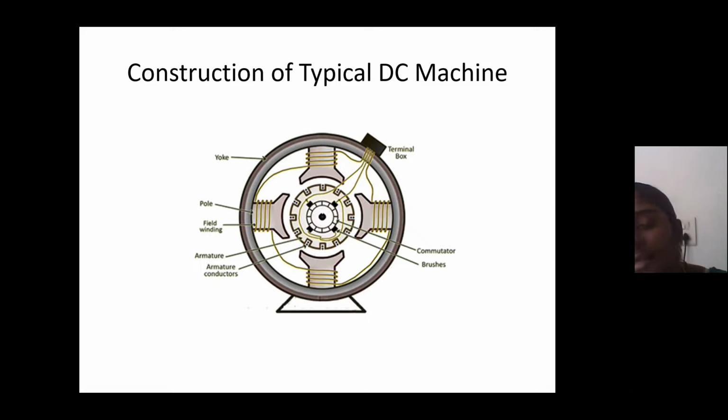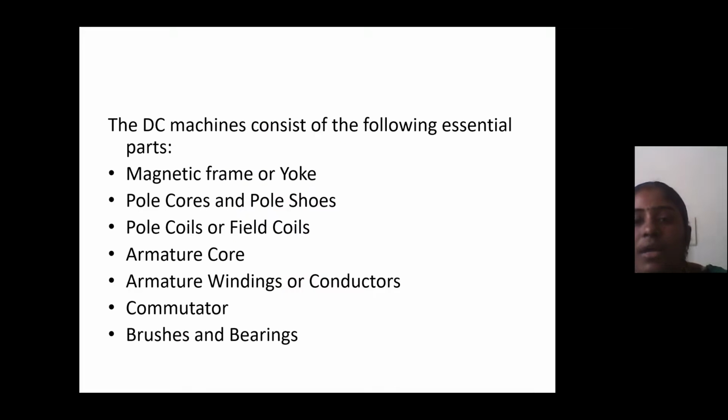See, it has poles. The winding, that is the coil, is wound over the poles, along with the yoke, field windings, and armature. We are going to study the purpose, that is the function, of each part. The main parts are the magnetic frame or yoke, pole cores or pole shoes, pole coils or field coils, armature core, armature windings or conductors, and the last one is the commutator.